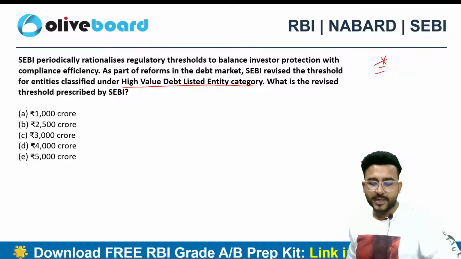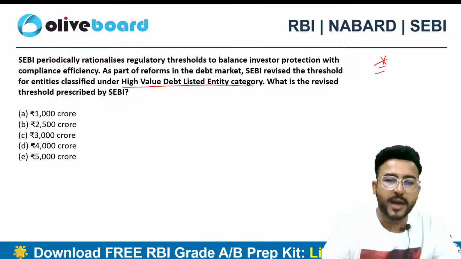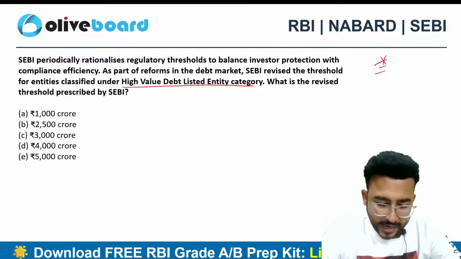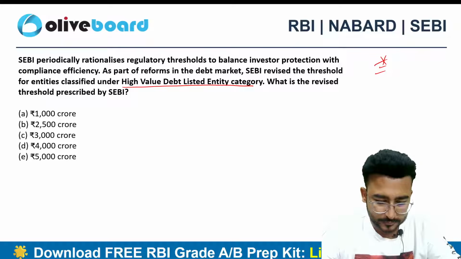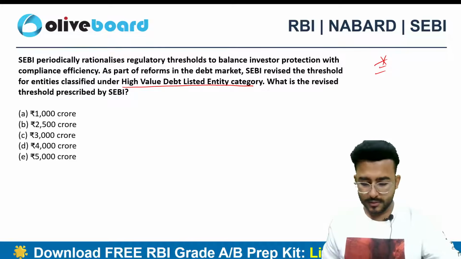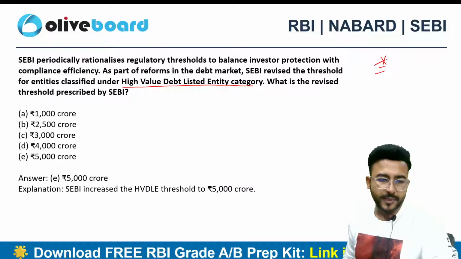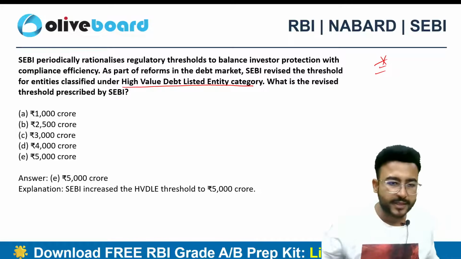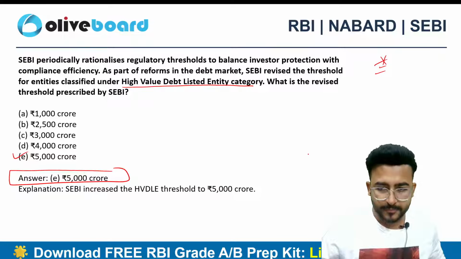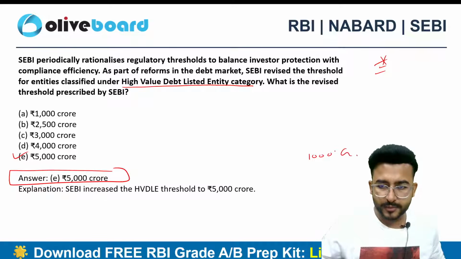What is the revised threshold for the high value debt listed entity category? The correct choice here, guys, will be 5,000 crore. Okay, 5,000 crore is the correct choice. Earlier it used to be 1,000 crore. Now it is 5,000 crore.